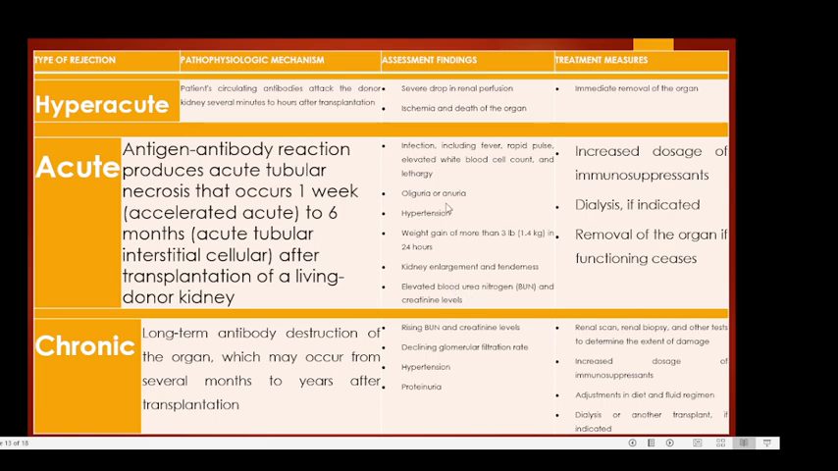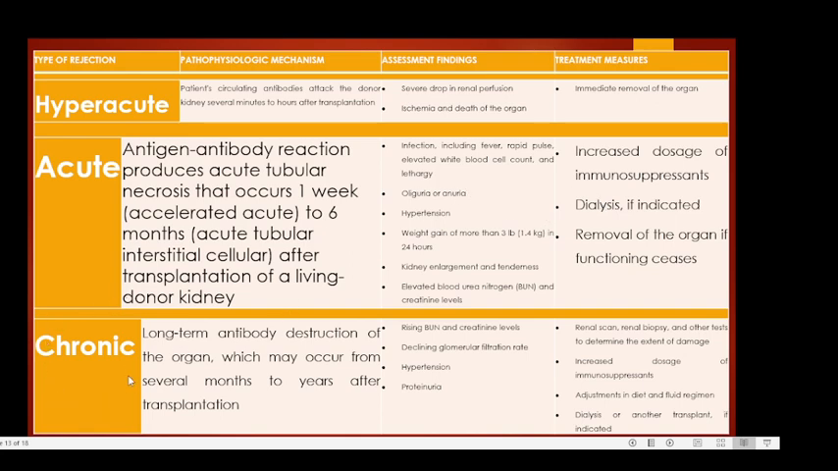What are the treatment options for acute kidney transplant rejection? We say you're going to increase the dosage of immunosuppressants. We're going to do dialysis if indicated, and we're going to do removal of the organ if the functioning ceases. If the functioning ceases, we have no other way than to remove the organ and resume dialysis.